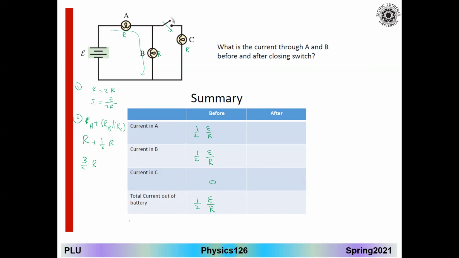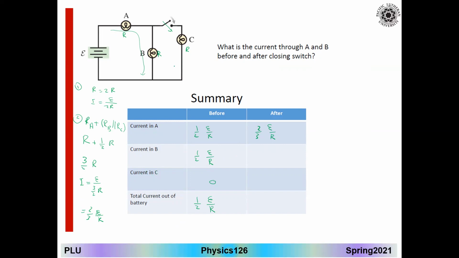Now this is my equivalent resistance. To find what? To find the total current. The total current should be E divided by the equivalent resistance, 3/2 R, which basically gives you 2/3 E over R. So that's the current. Where is that current? This is the total current. The total current is the same current that goes to A. So I have here 2/3 E over R.